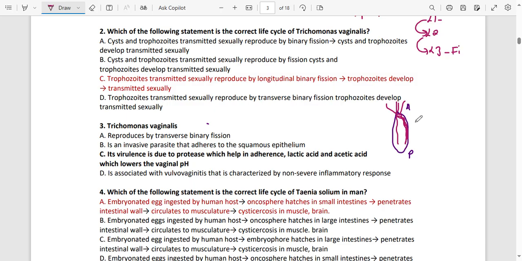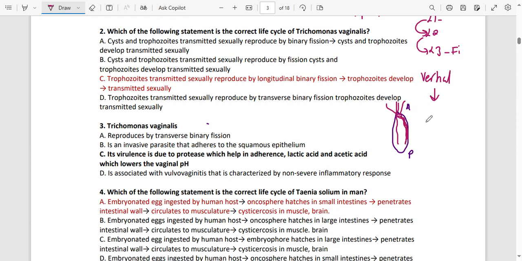And of course, infection can be transmitted from the mother to the child. Such infection, where it comes from the mother to the child via the placenta, is known as vertical transmission. Please take note that this guy divides by longitudinal binary fission, but infection can be transmitted from mother to child via vertical transmission. Okay, and then it has some virulence factors.